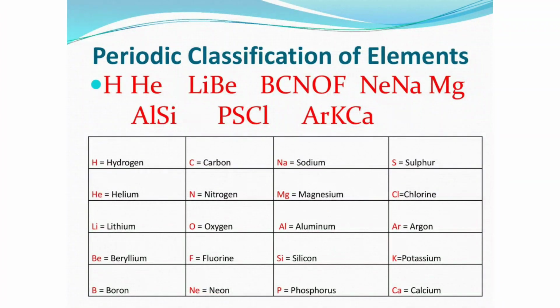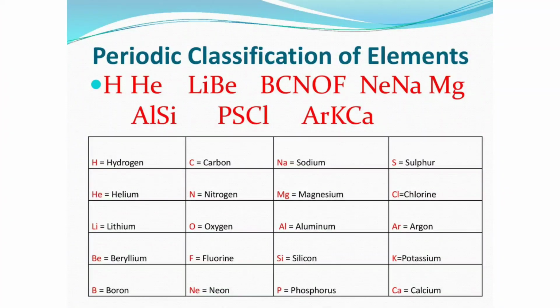The next chapter in chemistry is periodic classification of elements. Here you have to remember the first 20 elements in the periodic table. To remember that, there is a simple mnemonic: He, Liebe, Becknoff, Nina, Meg, Alcy, Pascal, Arca.